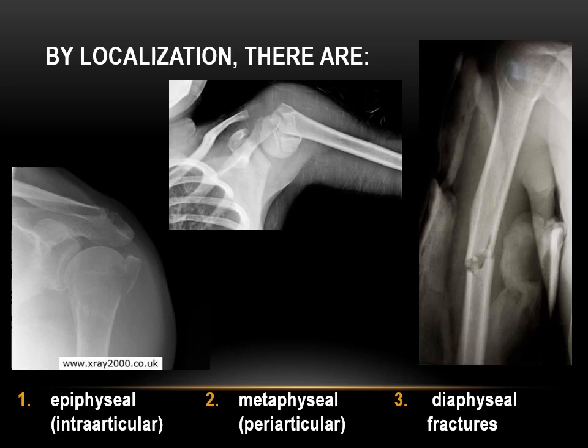Diaphyseal fractures in long tubular bones are usually classified according to their location in a certain third. That is, they always talk about the proximal third, or in this case the upper third, about the middle third, and here is just a fracture in the middle third of the humerus diaphysis, and about the lower third or distal third of the diaphysis of a long tubular bone, in our case the humerus.